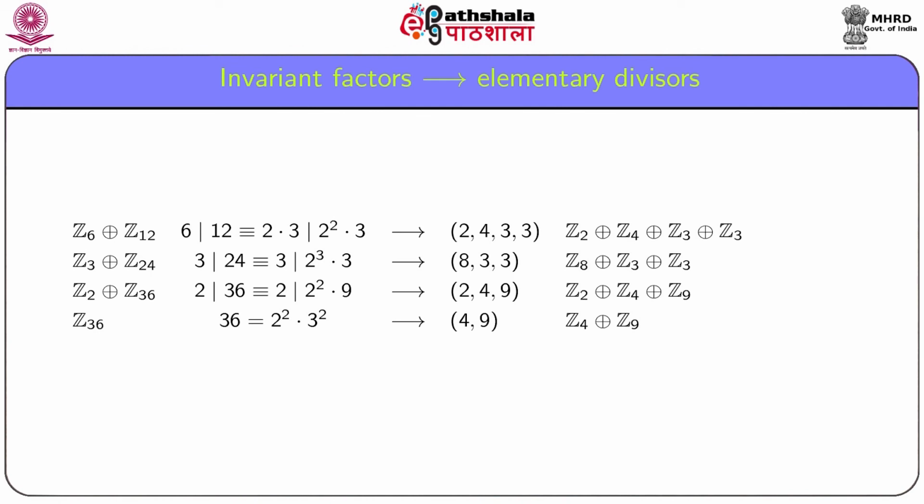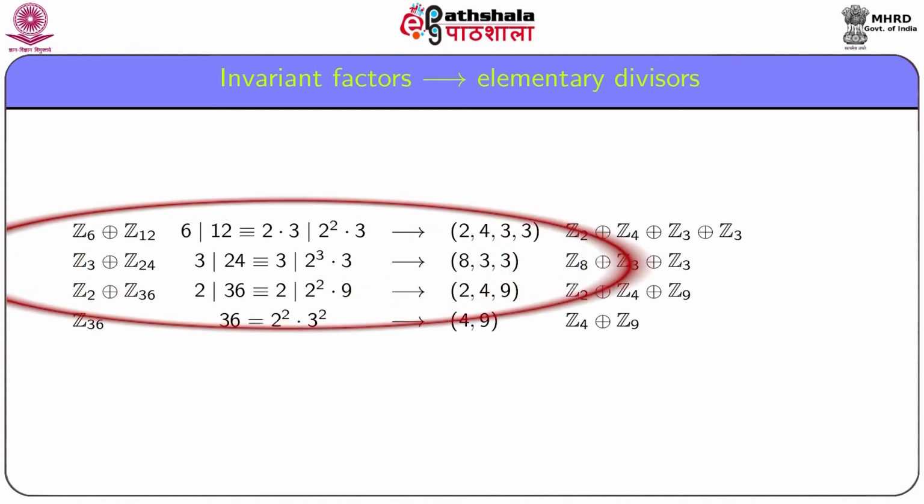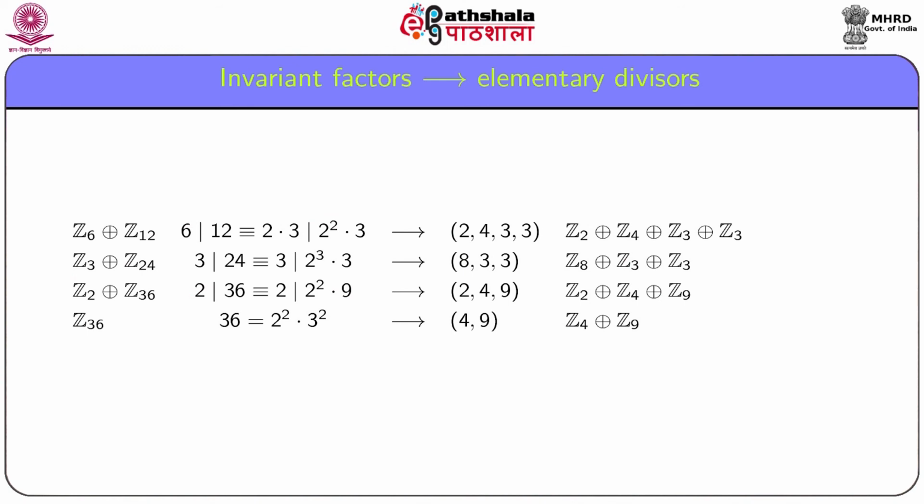Thus, the elementary divisors corresponding to the two primary components are 2 and 4, whereas the elementary divisors corresponding to the three primary components are 3, 3. So, the elementary divisors of this group are 2, 4, 3, 3. Similarly for Z3 plus Z24, we have the elementary divisors 8, 3, 3, because Z24 can be decomposed as 2 cube into 3.